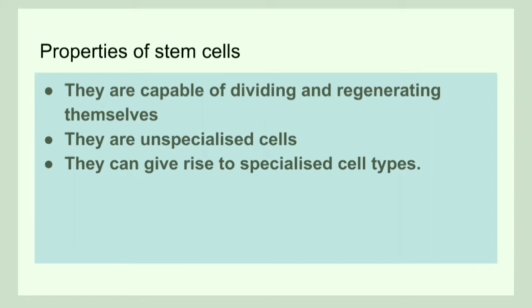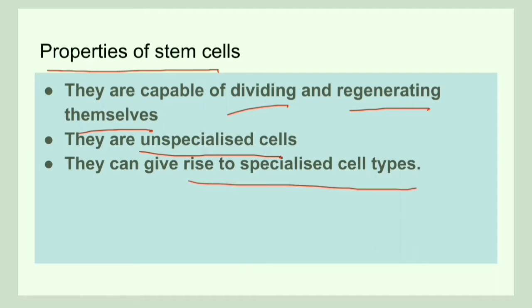So now we are discussing the properties of stem cells. Any cell that is able to divide and regenerate itself is called a stem cell. A stem cell is an unspecialized cell and it gives rise to specialized cells.